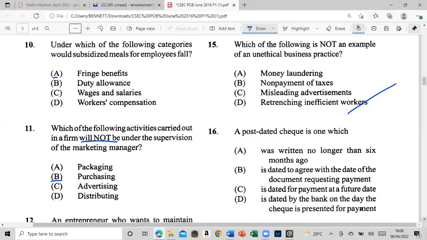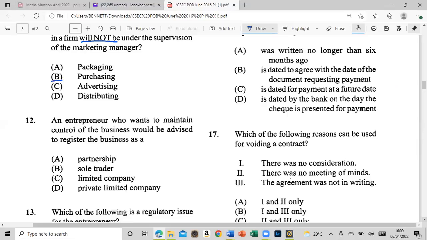All right, number 11 says, an entrepreneur who wants to maintain control of the business would be advised to register the business as a partnership, a sole trader, a limited company, or a private limited company? Notice it, who wants to maintain control. So if you want to get control, no partnership, all right? So that would be a sole trader. Let's move on to number 13.